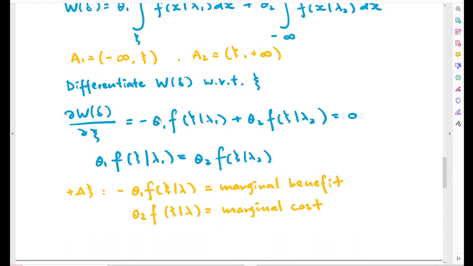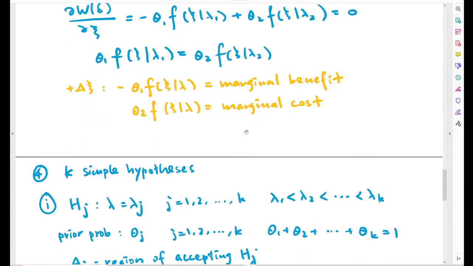In fact, the first term, theta 1 f(c | lambda 1), represents the marginal benefit of setting c slightly higher. The second term represents the marginal cost of setting the cutoff point a little bit higher. So in fact the analysis is related to what I said before about how to define A1 and A2. This is very simple.